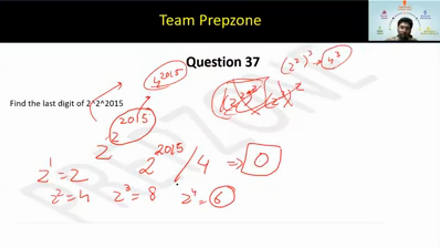Okay, what I was saying is, Saeed, what is the concept? Whatever be the power of 2, I just have to divide it by the cyclicity, right? And find the remainder. I divided this by cyclicity. The remainder is 0. If the remainder is 0, the answer is 6. Clear, Saeed? Any doubt? Yes, yes, exactly, Sashank. Any doubt on this side?